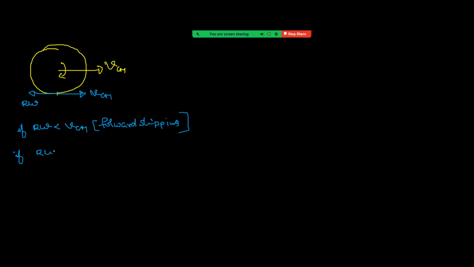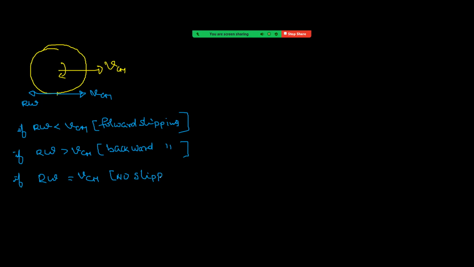If r omega is greater than VCM, that means for the contact point, velocity is now left side, net value. So this is known as backward slipping. If r omega is equal to VCM, remember here we are taking rolling on ground, so r omega equal to VCM. No slipping.